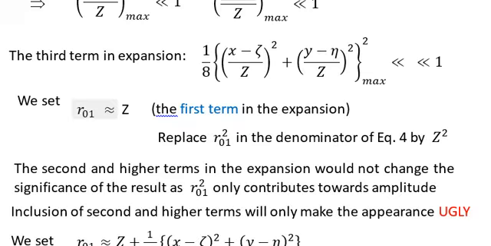Moreover, this is just the amplitude, and the amplitude will not disturb the whole story. So this is the first term in the expansion. Replace R01 square in the denominator of equation number 4 by z square. So R01 in the denominator will be replaced by z square only.